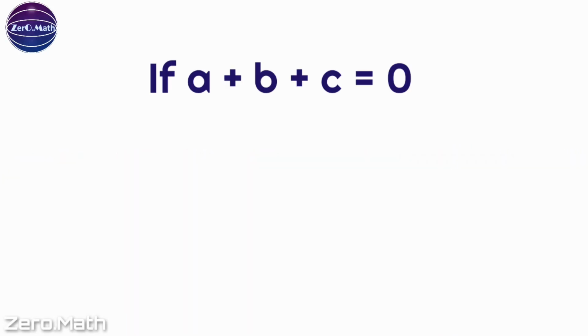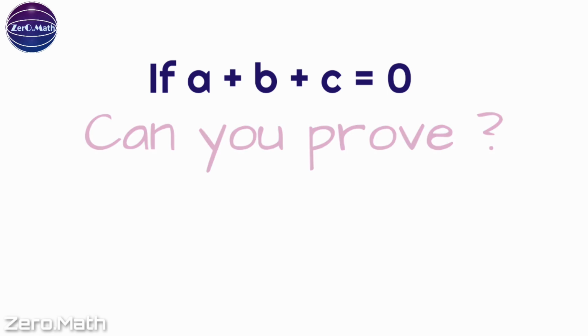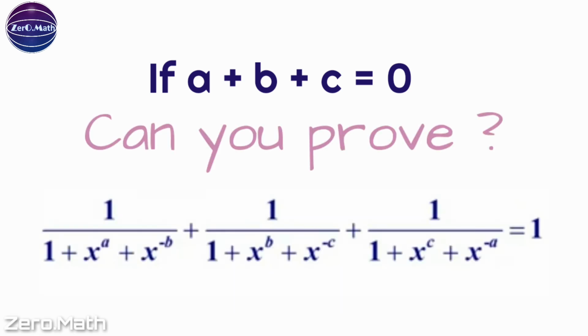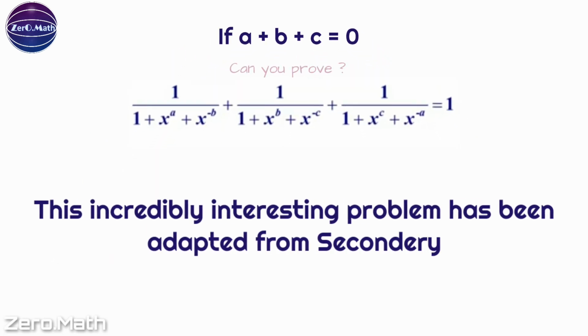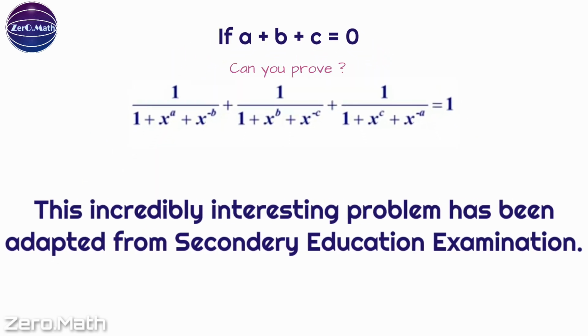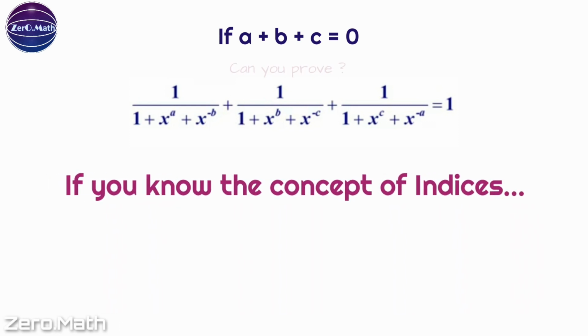If a plus b plus c equals 0, can you prove that the below equation equals 1? This is an incredibly interesting problem adapted from a secondary education examination. If you know what indices are and what the properties of indices are, you should be able to solve this problem.